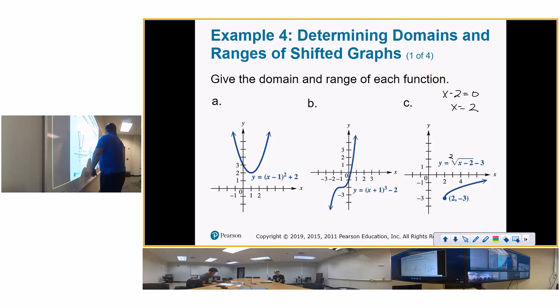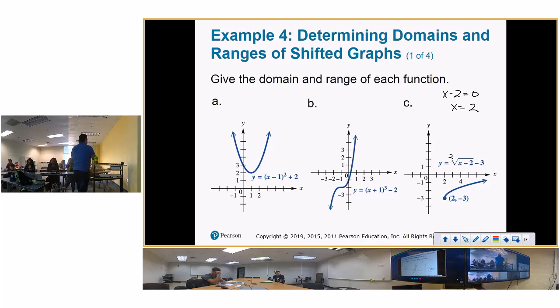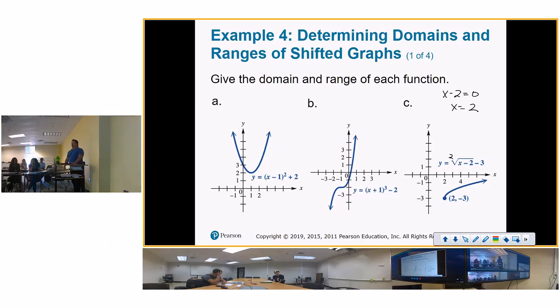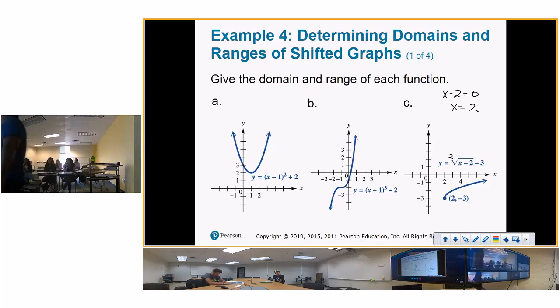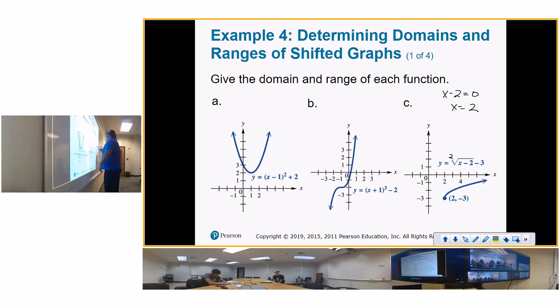So if I plug in 2, what am I going to get? The square root of 0 is 0. What if I plug in 3? What if I plug in 4? What if I plug in 5? So if I plug in numbers greater than or equal to 2, I'm okay. So what can I not use? I cannot use numbers less than what? So the domain is from 2 to positive infinity, and that's what this says.